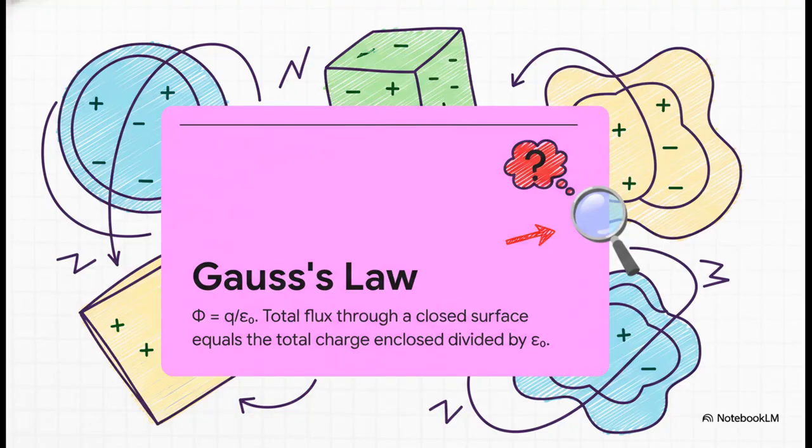And boom, here it is. This simple-looking equation is Gauss's law. It tells us that the total flux, that's capital Phi, through any closed surface is just the total charge you've trapped inside divided by a constant. That constant, epsilon naught, is called the permittivity of free space. You can just think of it as a fundamental number of the universe that tells us how easily electric fields can set up in a vacuum.